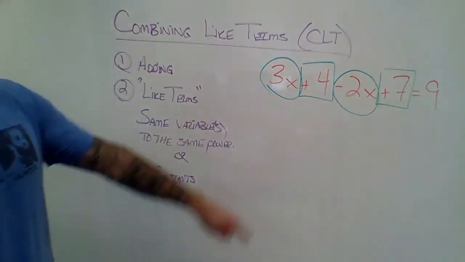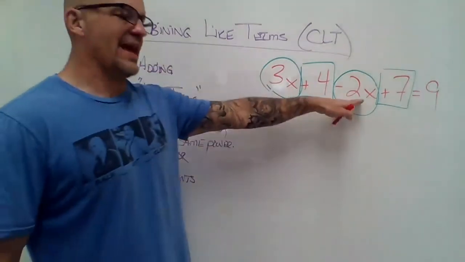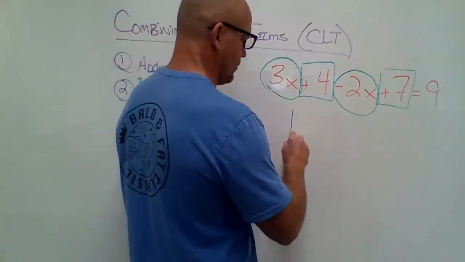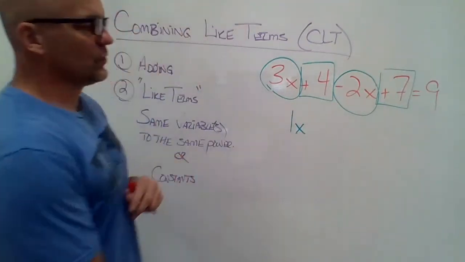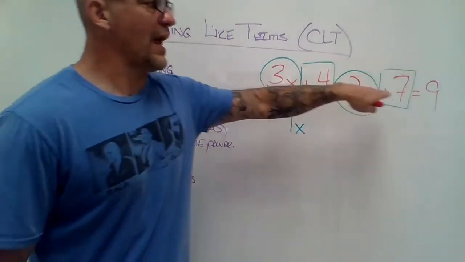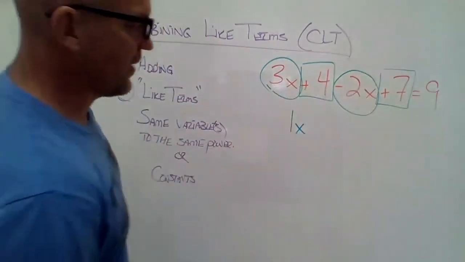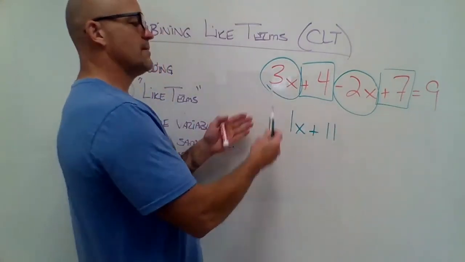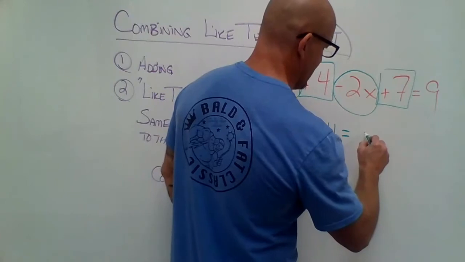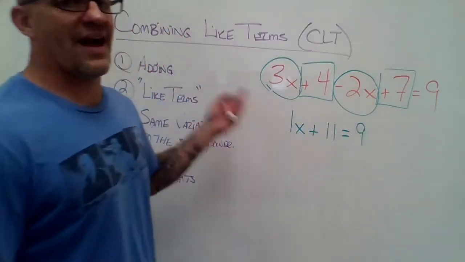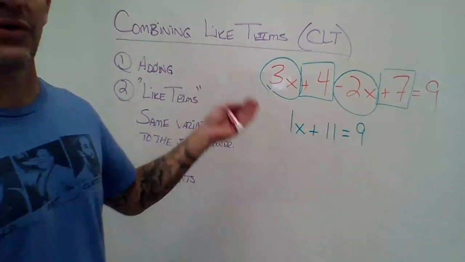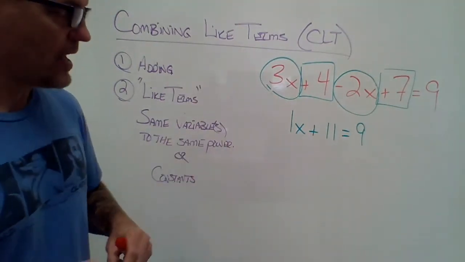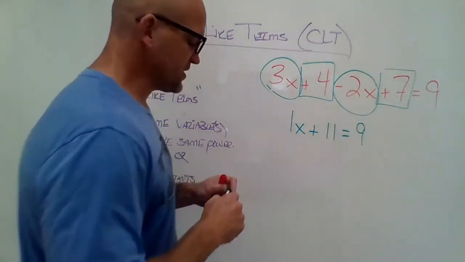We'll start with the variables. I have a 3x, and I have a negative 2x. When I add a 3x and a negative 2x, I will now have a 1x. I then will take my positive 4 and my positive 7. I'll add those together, and I will get positive 11, or in this case plus 11 because there's something in front of it, and that's going to go ahead and equal 9. At this point now, that is actually a single step equation, and that should be fairly easy for us to fix from there.